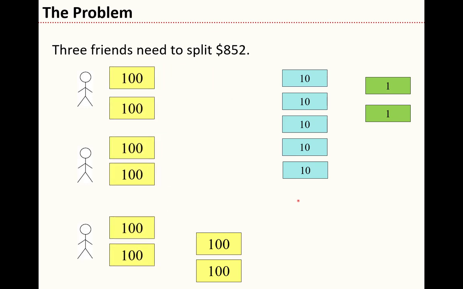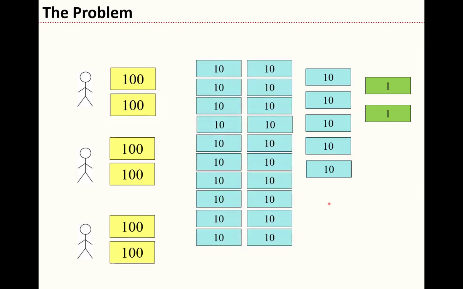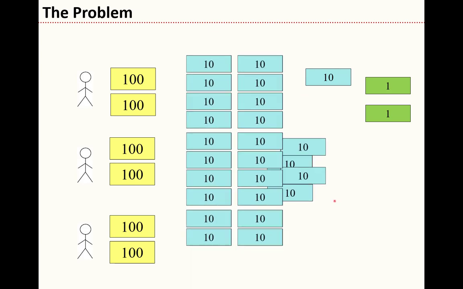So each person gets 2 of those 100s, but we have a couple 100s left over. So I can't split those evenly. What'll I do? Let's convert those hundreds into tens. Now I have a whole bunch of tens. In fact, I have 25 tens. So now let's try our best to split those 25 tens evenly.